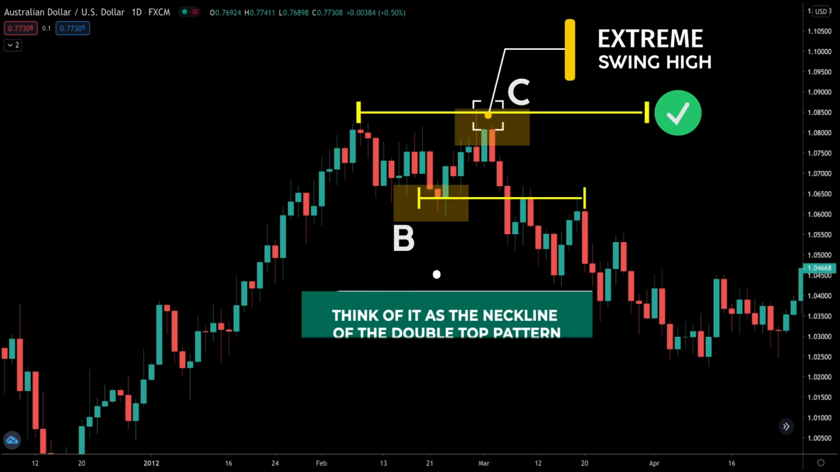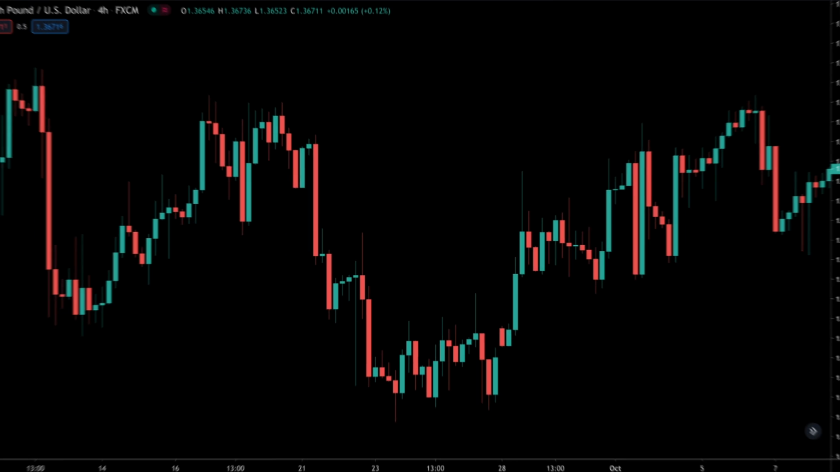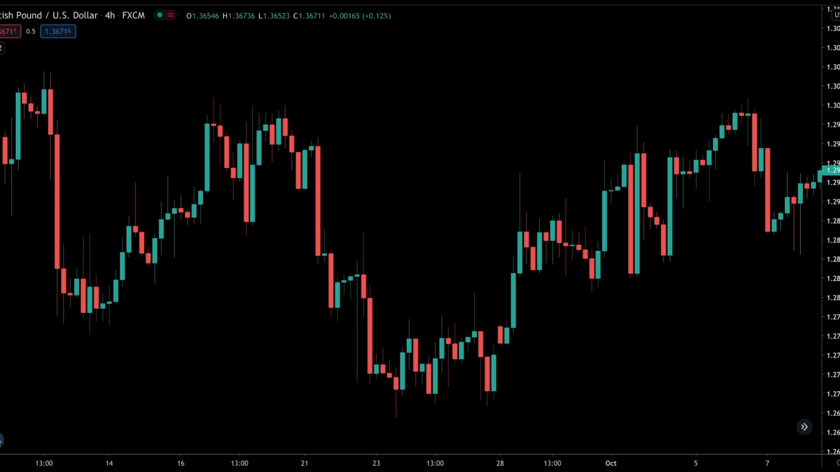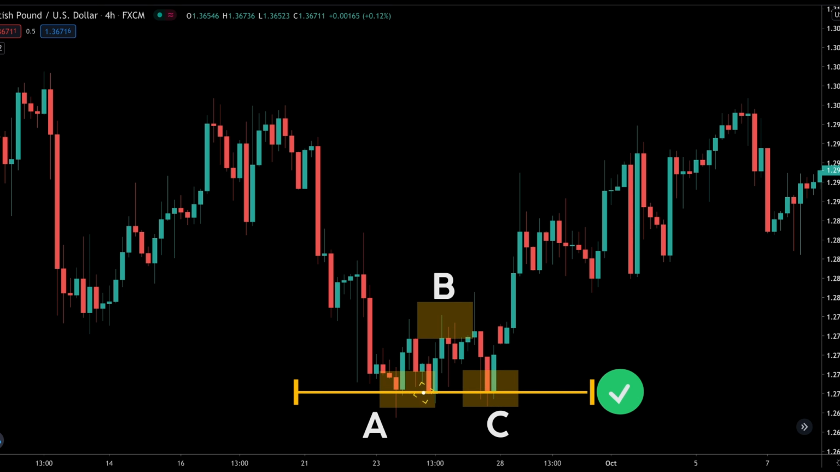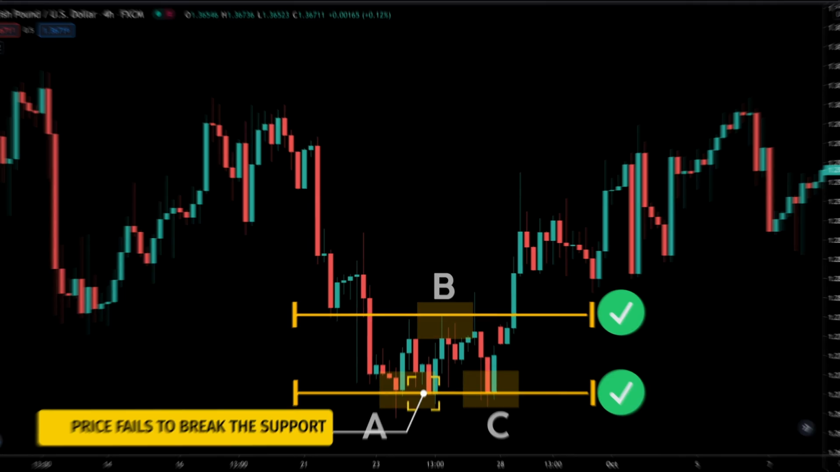The next key level to note is similar to the trending structure, and that is point B. Think of it as the neckline of the double top or double bottom pattern. Here's an example of what I mean. Over here, we see that price has bottomed and price fails to break the support. Price eventually breaks the point B, and the 2 key levels that you need to focus on will be the swing low here and a neckline over here.